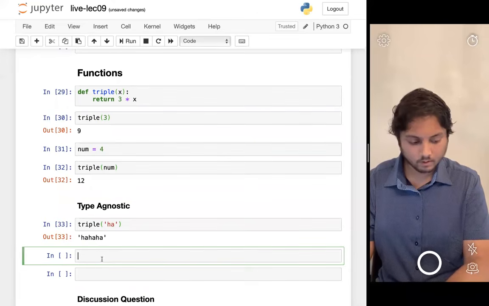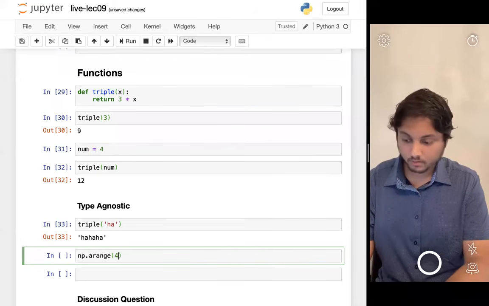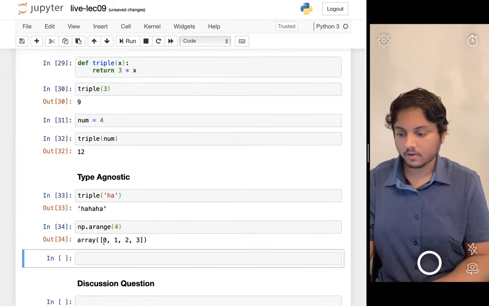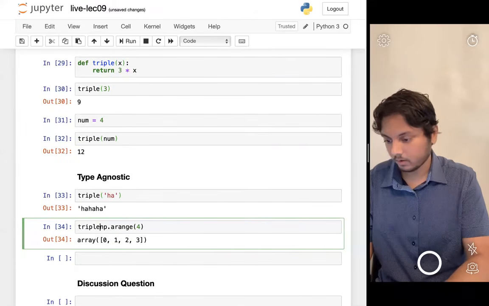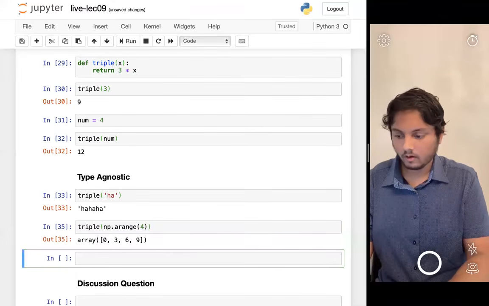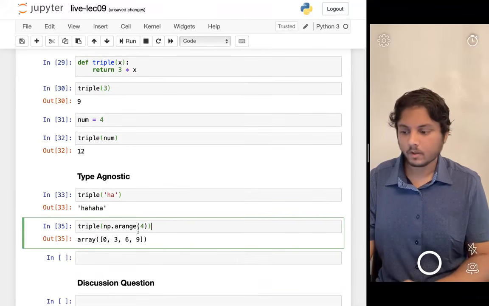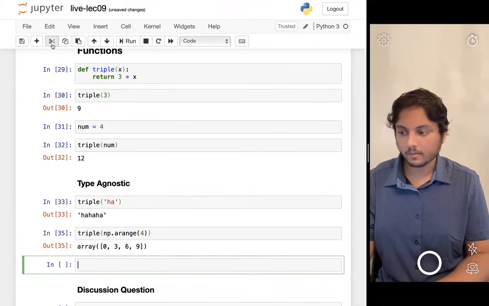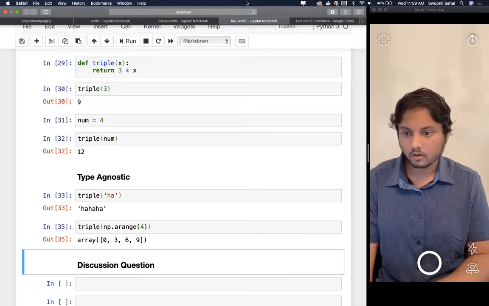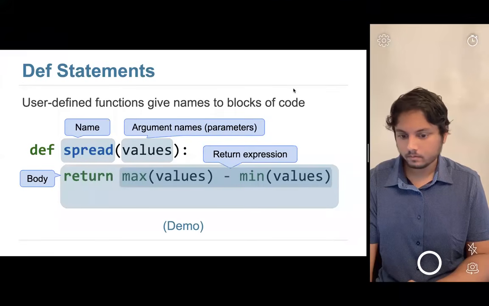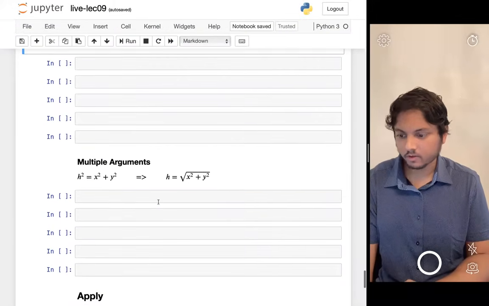Similarly, we could also pass in an array. So for example, let's say we have np.arange(4). This is going to be the values 0, 1, 2, 3. I could pass this into the function as well. So I could do triple of the array, and then it returns 0, 3, 6, 9. So it multiplies each of the elements by 3. That's another thing that's interesting about functions in Python. You can pass in any type of value you want. Let's skip the discussion question because I do want to show you a function with multiple arguments.